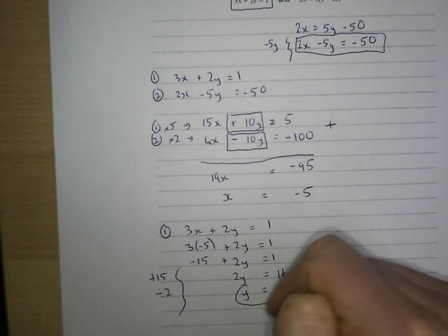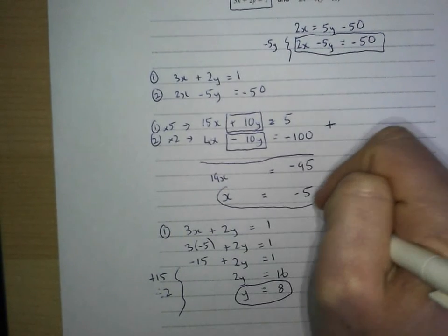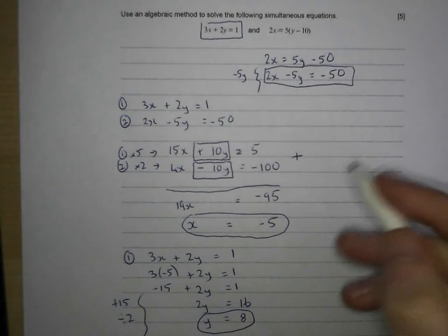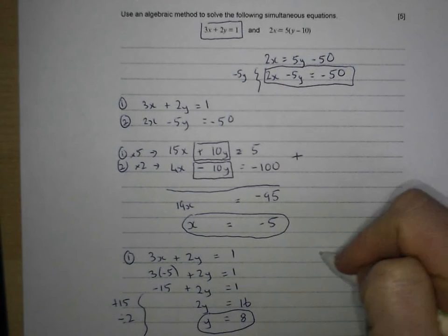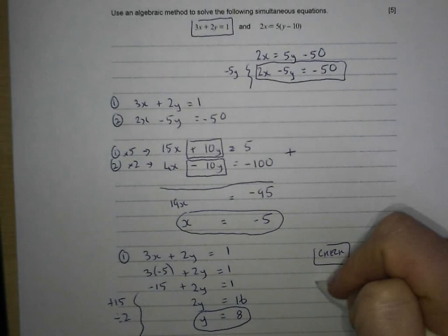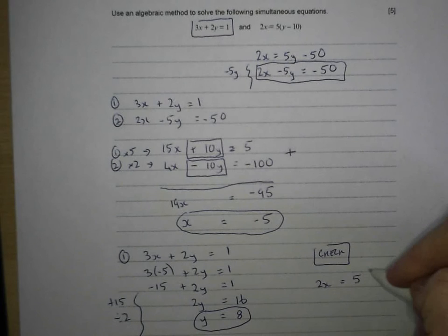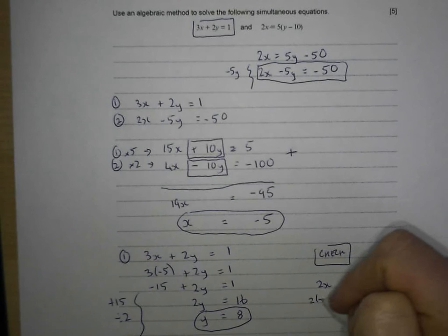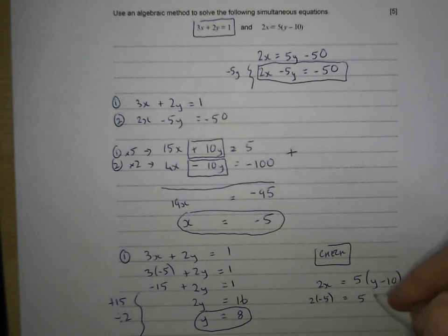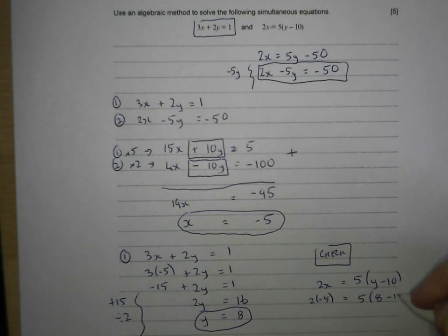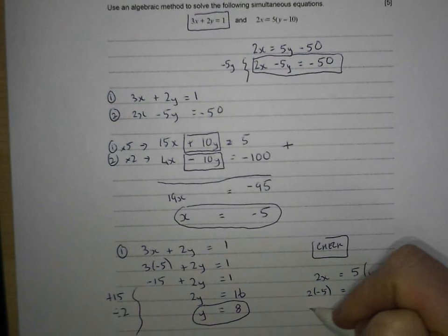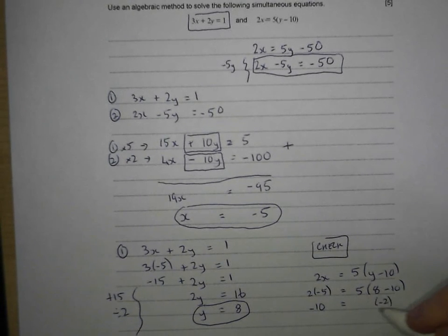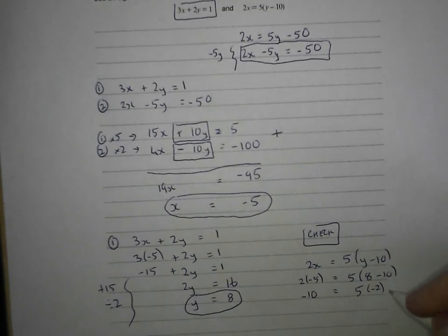Now it's up to you whether you're a gambler and you want to stick with that, or whether you want to check. I'm feeling like doing a bit of a check, so I'm going to use the original equation, the one I started with right at the start. So that was saying that 2 lots of x was equal to 5 brackets y minus 10. Well, I'm claiming x is minus 5, so 2 lots of minus 5 I'm claiming is the same as 5 lots of 8 minus 10, because I know y is 8. 2 lots of minus 5, that's minus 10. 8 take away 10 is minus 2, and 5 lots of minus 2 is minus 10. Happy days, I'll take the marks.